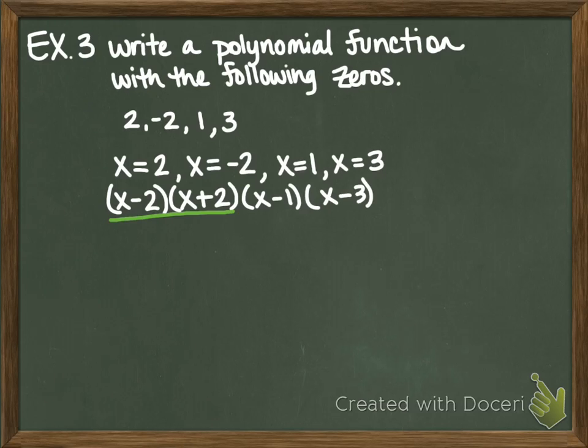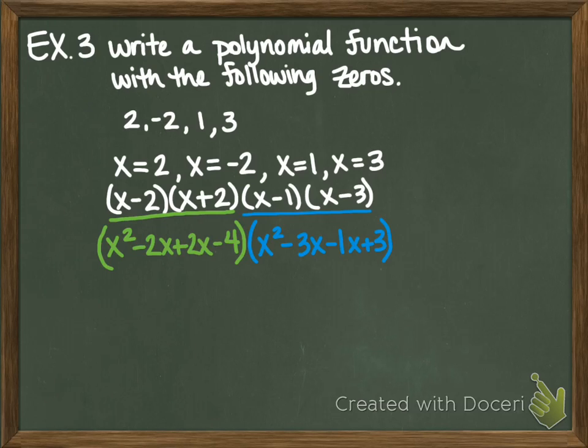So I'm going to start by foiling the first 2, and then I'll come back in a second and foil the second 2. So if I multiply this out, this is going to give me x squared minus 2x plus 2x minus 4. And I'll come back in a second and collect like terms. If I FOIL the second 2, this is going to give me x squared minus 3x minus 1x plus 3.